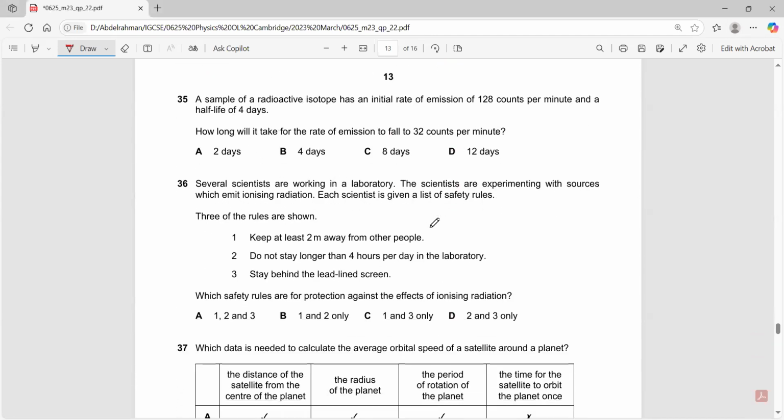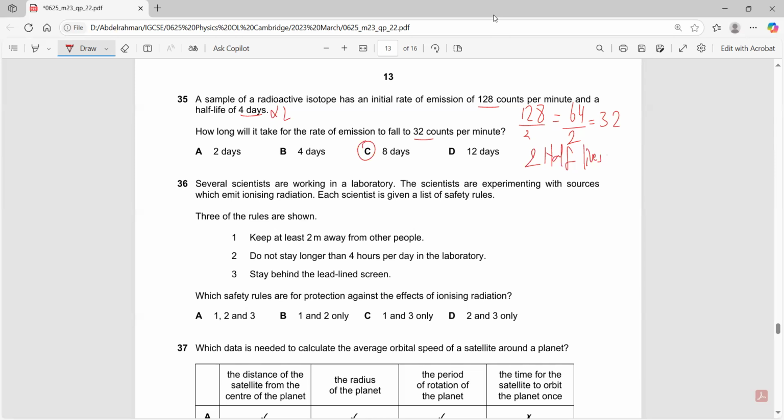A sample of radioactive isotope has an initial rate of 128 counts per minute and a half-life of 4 days. How long will it take for the emission to fall to 32 counts per minute? So 128 divided by 2 is 64, and then divided by 2 again is 32. That's 2 half-lives, so you multiply 4 times 2, which is 8 days.